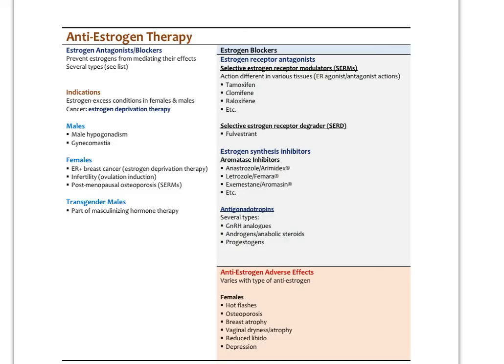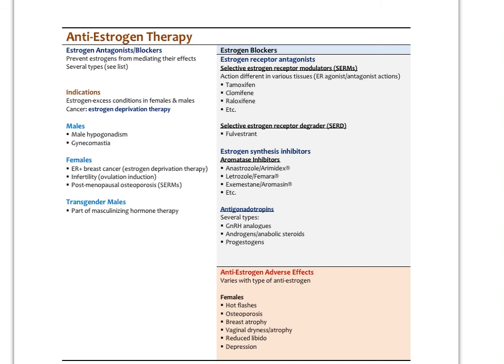Finally, I'll mention a little bit here about antiestrogen therapy. This is not as commonly used in primary care settings, but this would block the effects of estrogen. And the indications for this would be any estrogen excess condition in males or females. Again, one way we want to think about excess estrogen, especially functionally, is to just improve estrogen clearance through the liver, and that's one way of dealing with that.